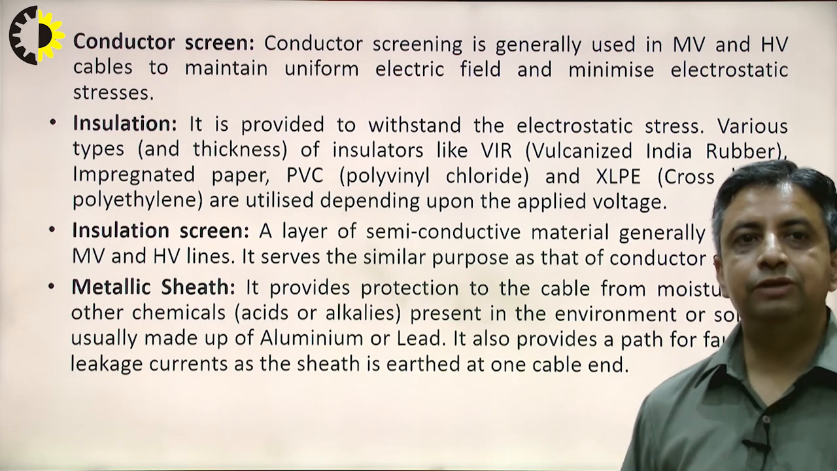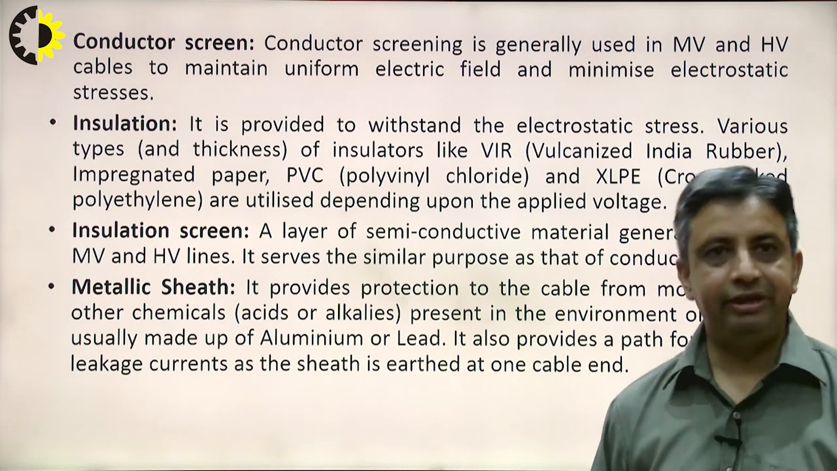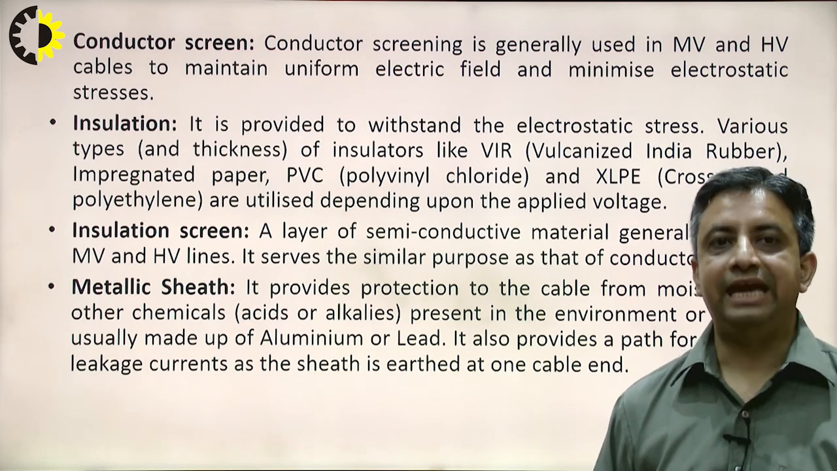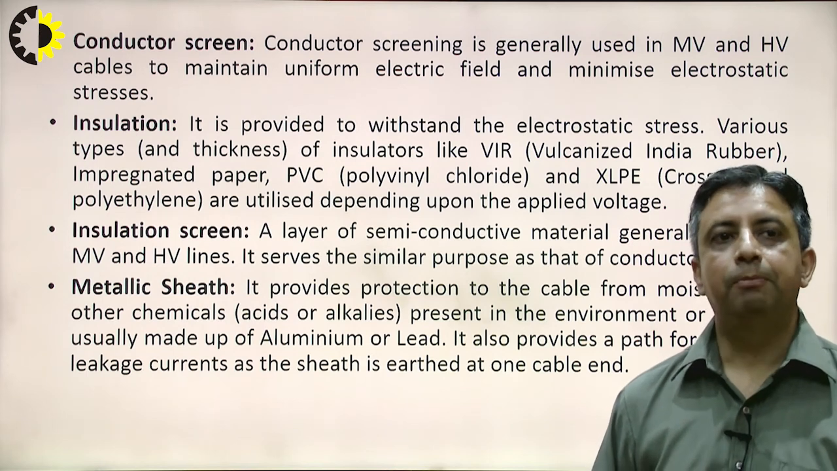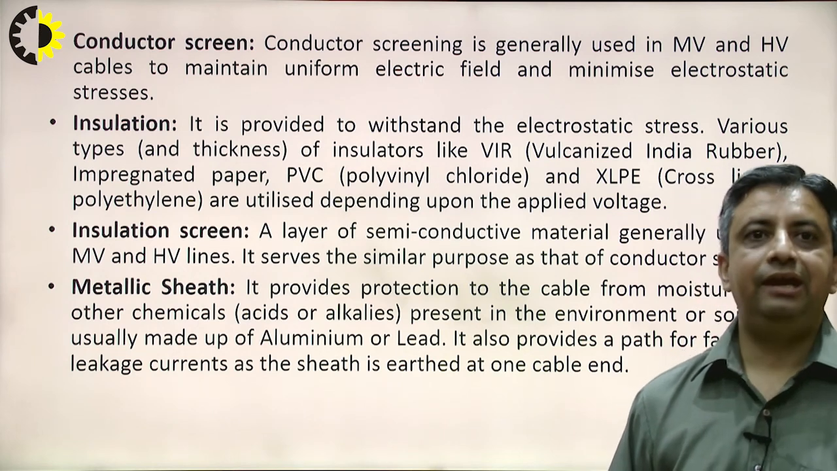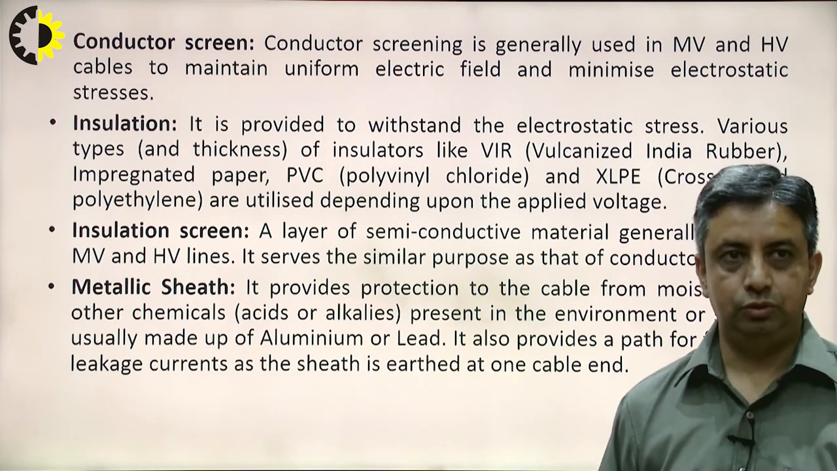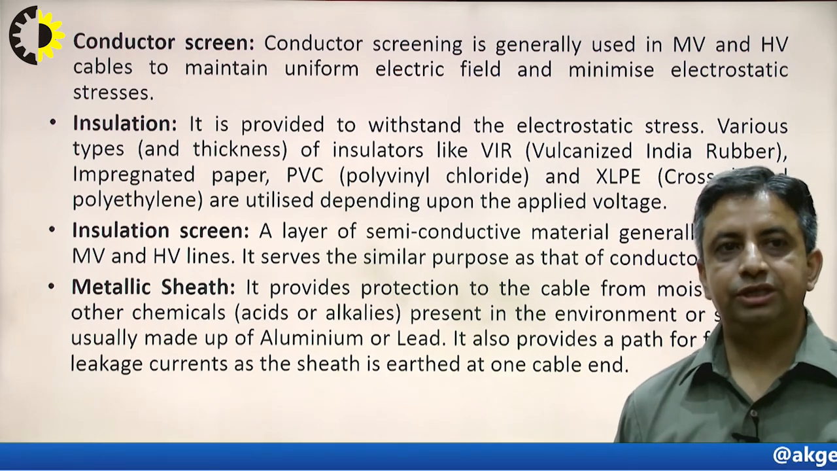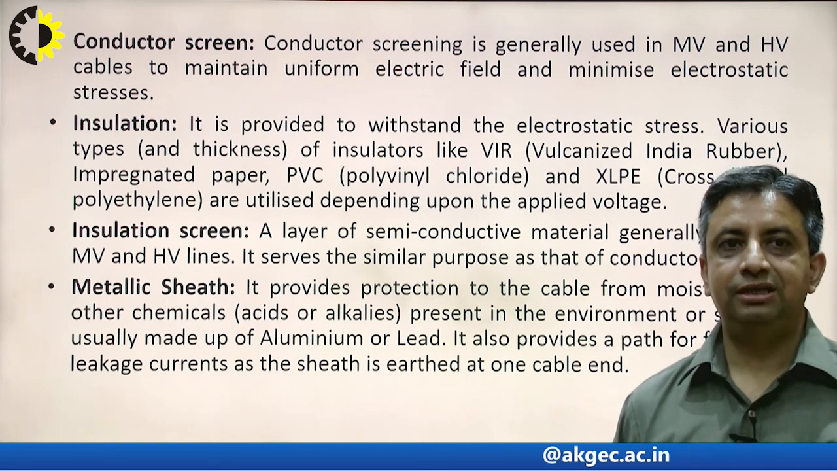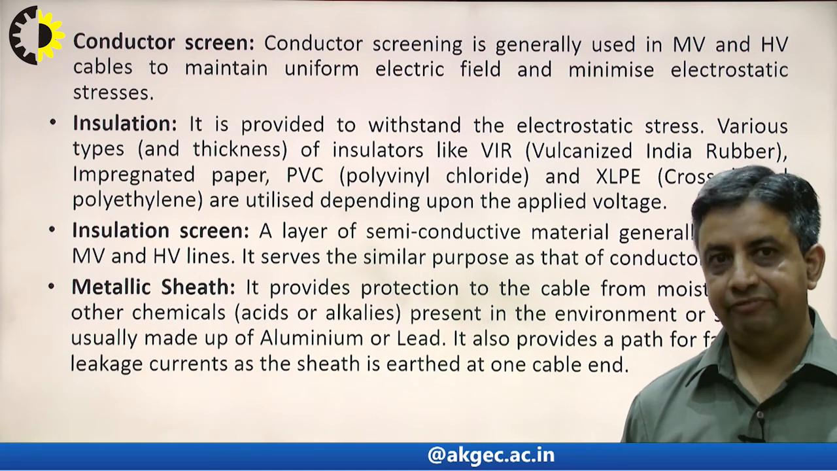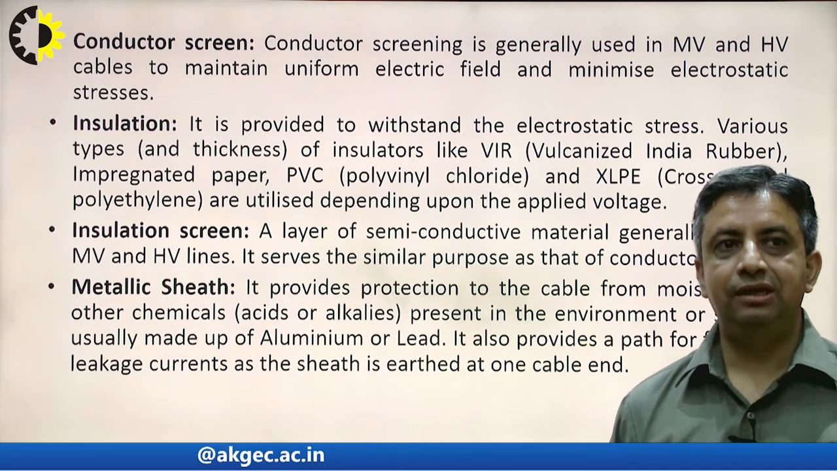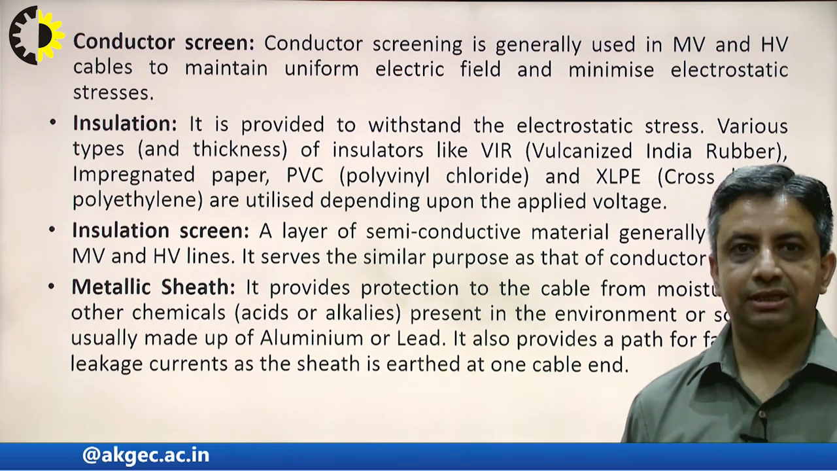Now, this insulation can be provided by either VIR or by using PVC, or the latest one, XLPE, that is called cross-linked polyethylene. Depending upon the voltage level and the cost, we can choose among these insulation materials. Next is the insulation screen. Again, this insulation is subjected to moisture because it is underground and various chemicals are also present in the soil. So to protect this insulation, we generally use this insulation screen.